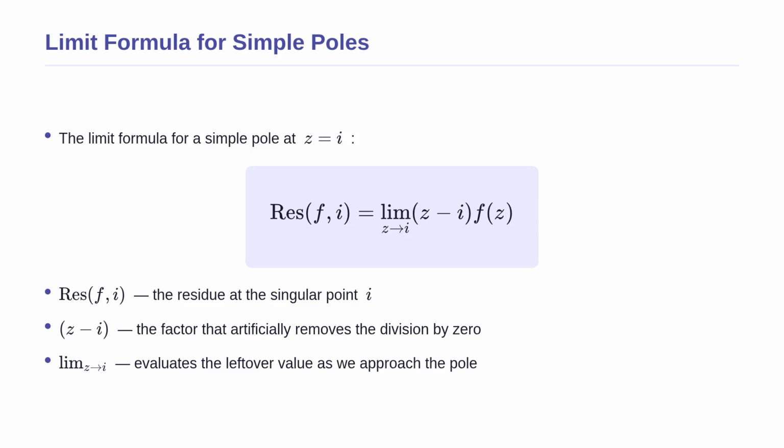Here it is written for a singularity at z equals I. Conceptually, by multiplying the entire function by z minus I, we are artificially removing the exact piece that causes the division by 0. Once that problematic piece is cancelled out, the function becomes continuous at that point. We can then safely take the limit as z approaches I to find the leftover value, which is our residue. If the singularity were at a different point, we would simply adjust the limit and the multiplying factor accordingly.